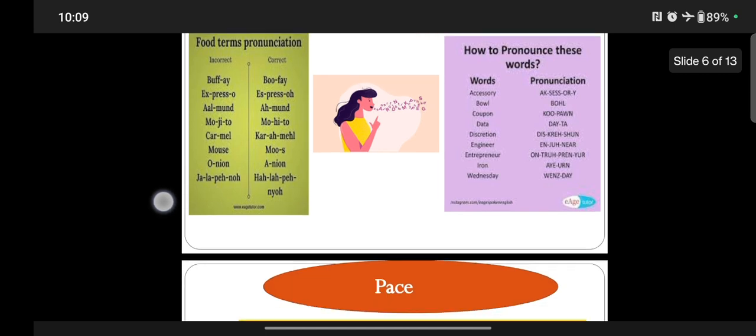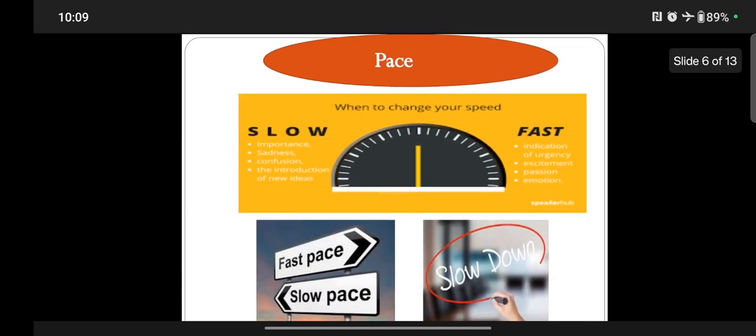on the audience. Second one is pace, a very important component or important P of presentation, that is pace. When to change your speed? Yes, the most important time is when we start the presentation, we suddenly get into a particular kind of pace, or we can say a speed is there that we use to speak out. So we need to slow down when there is something very important, or when we want to convey a sad message, or where there is a scene of confusion. We can just slow down the pace.